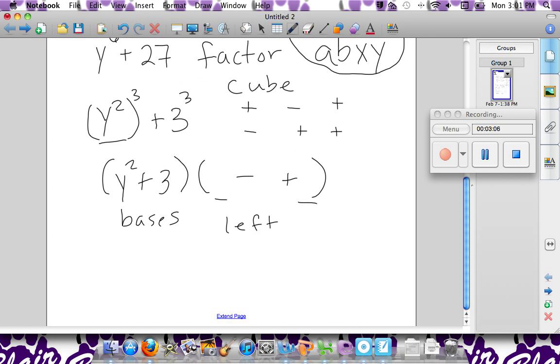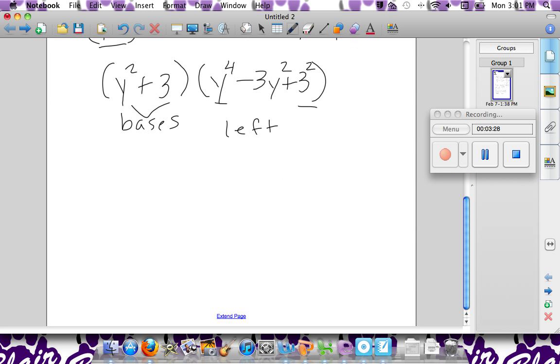How many y's do I have left? Well, I started with 6 and I used 2, so I have 4 y's left. How many 3's do I have left? Well, I have 2 3's left, so we're going to write that as 3 to the second, or 9. And to get my middle term, I multiply my bases together. So 3 times y squared would be 3y squared. That's factoring a cube.